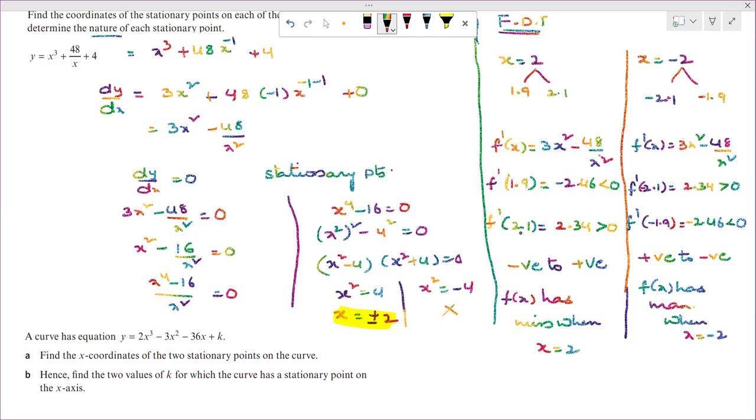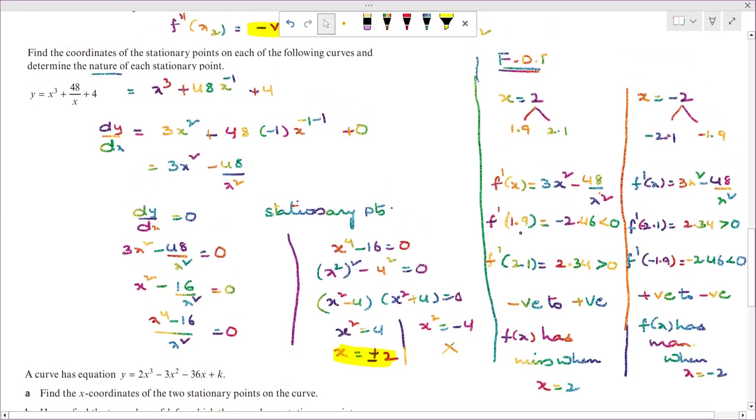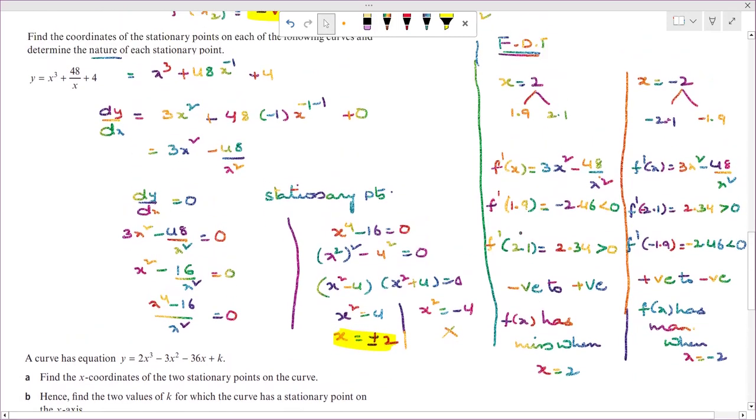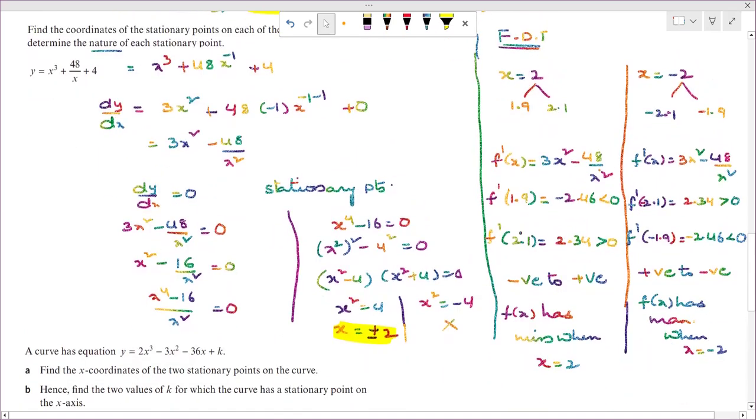So we have to find the stationary points. If x is equal to 2, what is the y value over here? We need to find the y. He has asked to find the coordinates of the stationary points, meaning x and y. So if x is equal to 2, what is the y value in this case? In this case, y is equal to, substitute in this given expression. What is that expression over here? This one.